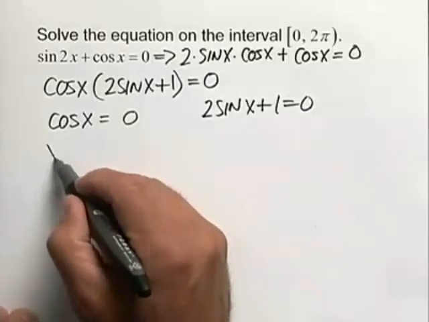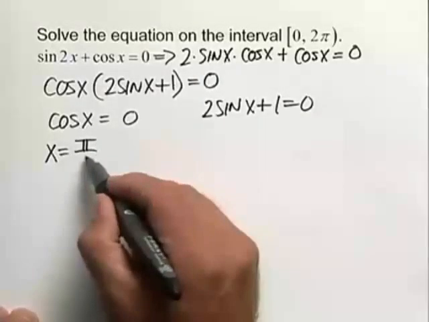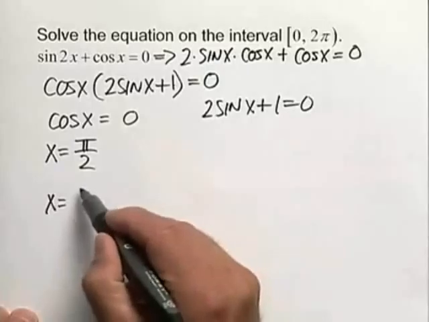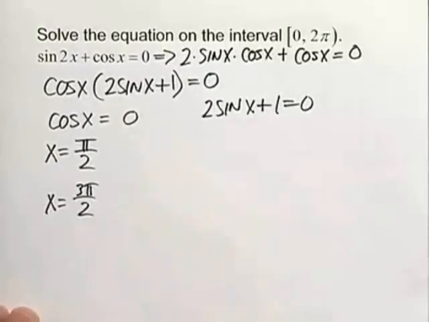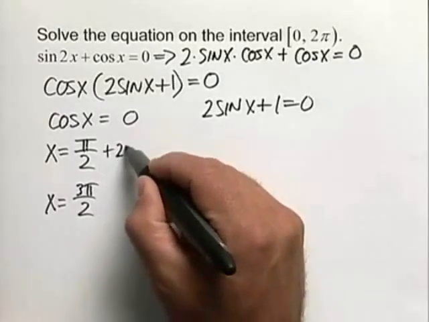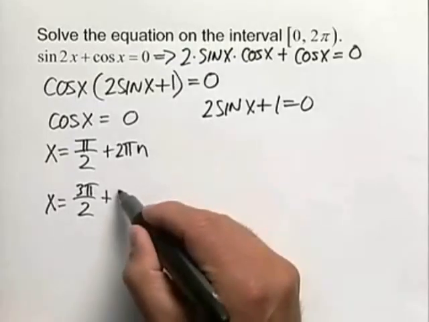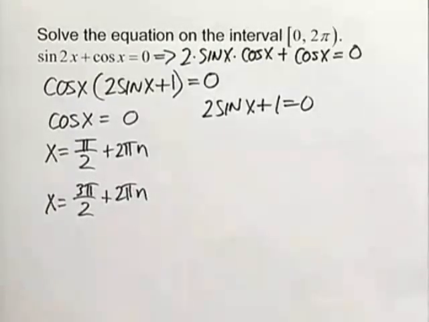We know that this occurs when x is equal to 2 pi halves, and also when x is equal to 3 pi halves. As before, we have to address the periodicity of the cosine, knowing that that is 2 pi radians. We'll add in a 2 pi n here and a 2 pi n there as well. We'll come back to that in a moment.